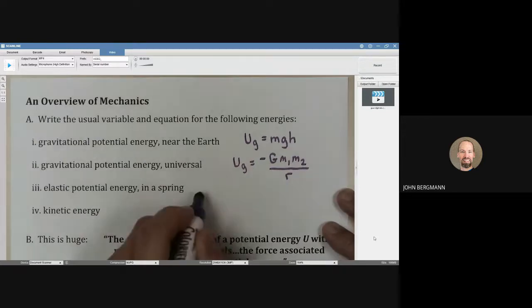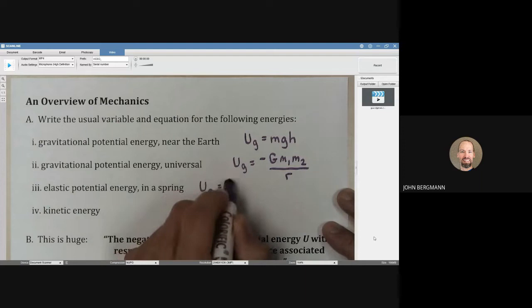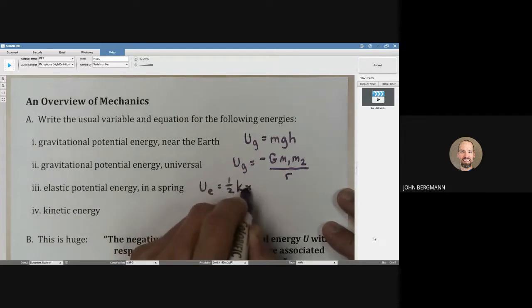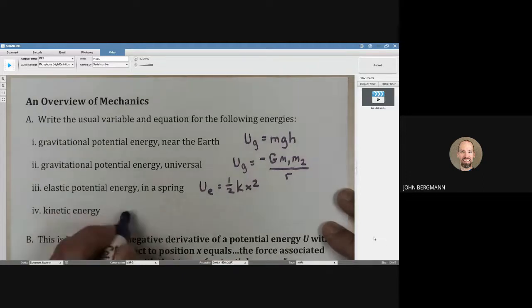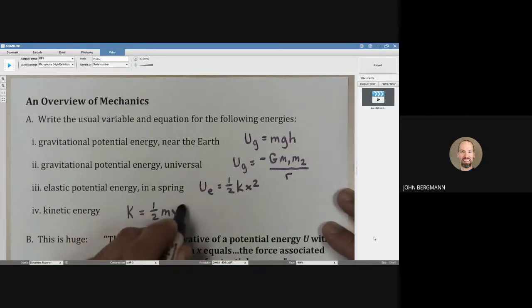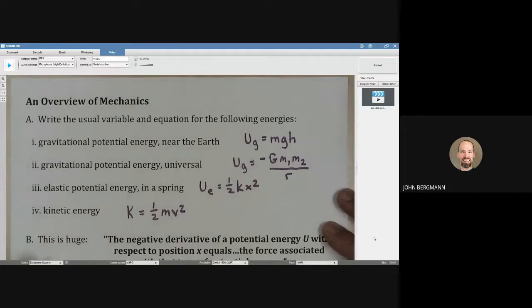Elastic potential energy in a spring, you may have seen this one: 1/2 kx squared. Sometimes you'll see a delta x there, but it's more commonly written in AP Physics as just an x instead of a delta x. And kinetic energy, hopefully you've seen that one before: 1/2 mv squared.